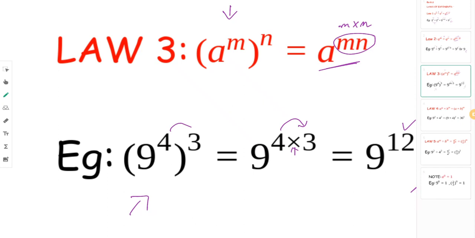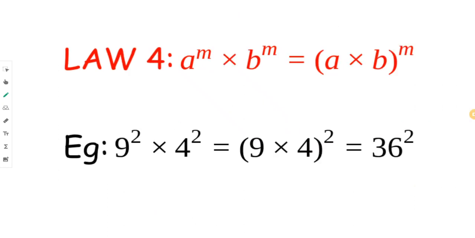Let's do the next law. Law 4. Once again multiplication, but there's a change now. You will see that the bases are different. One is a, the other is b. But if you look at the powers, they have the same power, m and m. So what happens in this type? You have to multiply the bases, a and b, and because they have the same power, put it under a bracket and write m to the power m.